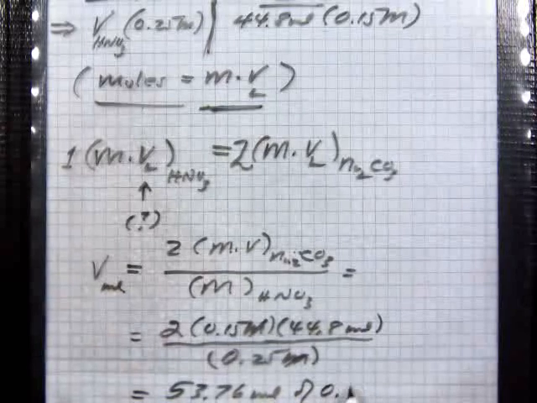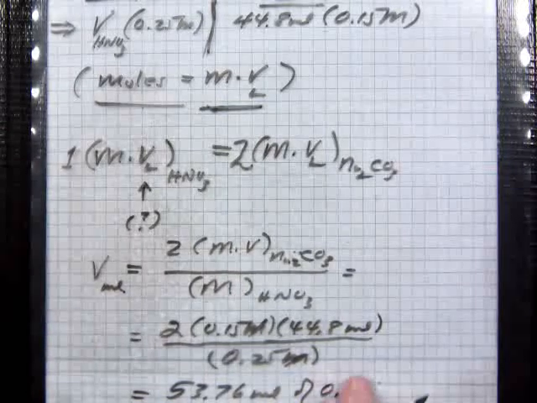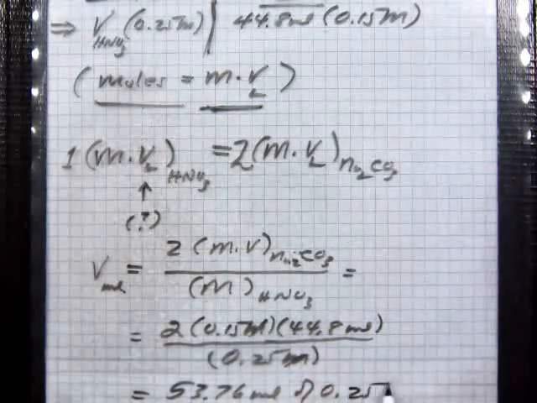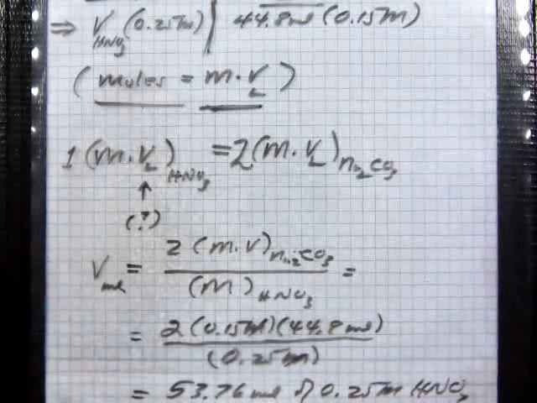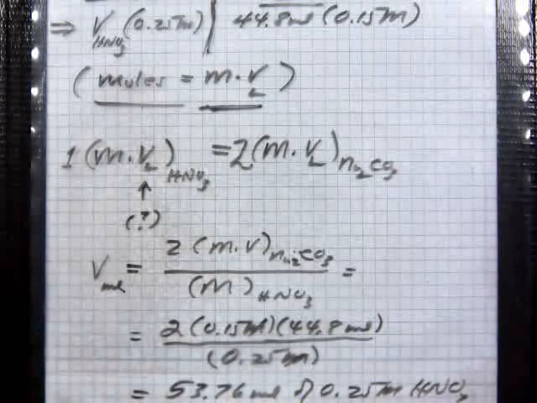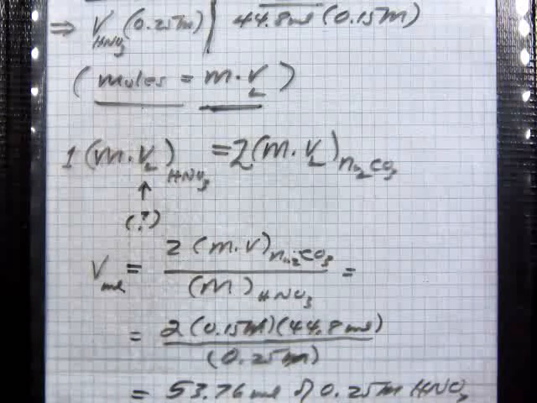The 0.25 molar HNO3. Okay, now I know that it's kind of fragmented, but I'm going to do this over and over and over today as we go through this, and hopefully things will start falling in place.